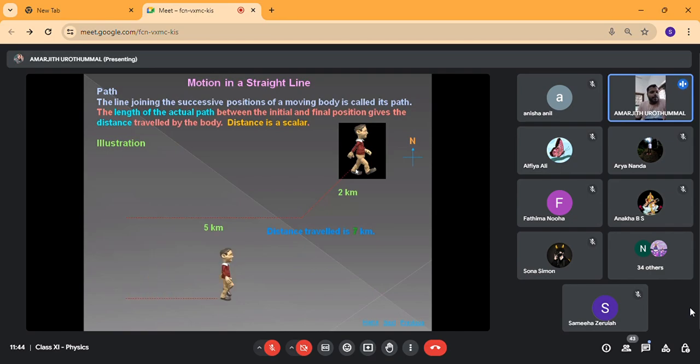Now second case. You have to tell me how much he is traveling. Shall I ask him to start the motion? Yes, sir. Shall I tell him to start? Okay, you look carefully. You start your motion, my dear. Starting.